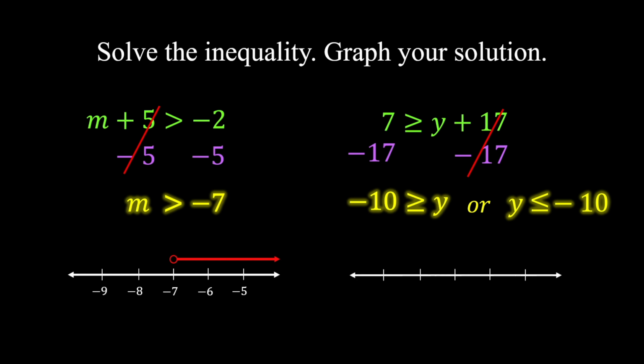Now let's represent this solution on the number line. Place -10 in the middle of the line and label numbers to the left by decreasing and numbers to the right by increasing. Since y is less than or equal to -10, -10 itself is included in the solution set. Therefore, we use a closed circle at -10 and draw an arrow to the left, indicating that any number less than or equal to -10 is a solution.